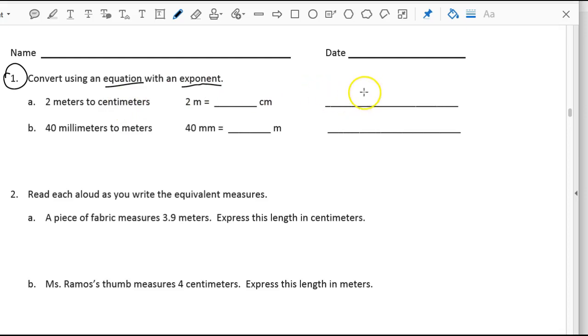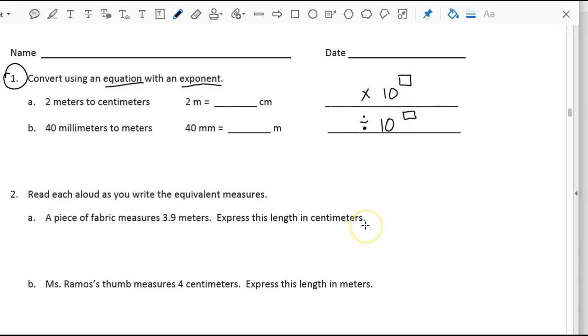So you want to think about this. This one's going to be multiplied because of that. This one, if it's 40 millimeters and it takes 1,000 of them to make a meter, you're nowhere near having 1 whole meter, right? So it's going to be a small part of a meter. That means you're dividing. And you want to make sure you figure out whether it's going to be times 10 to the something, or divided by 10 to the something.